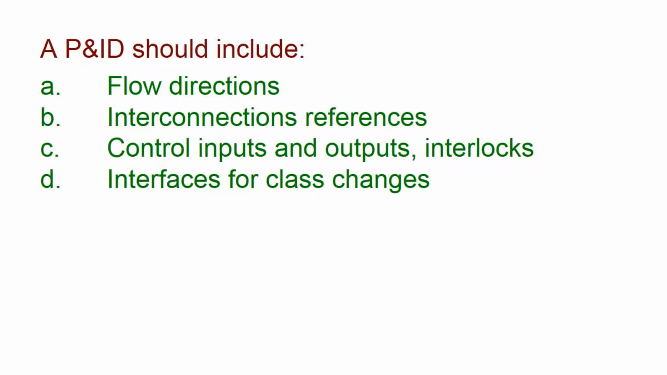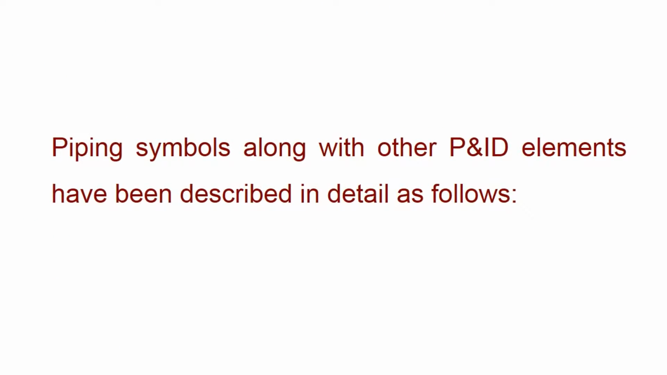A P and ID should include: A, flow directions; B, interconnections references; C, control inputs and outputs, interlocks; D, interfaces for class changes. Piping symbols along with other P and ID elements have been described in detail as follows.